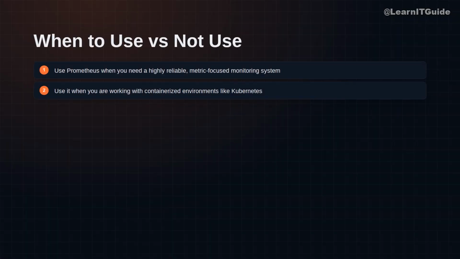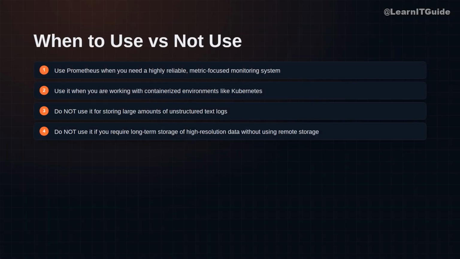So when should you use Prometheus? It is excellent for metric-focused environments, especially if you are using Kubernetes. However, it is not a log aggregator. If you need to store massive amounts of text, use a tool like ELK or Loki instead. Also, remember that Prometheus is designed for short-term data. If you need years of history, you will need to look into remote storage solutions. Use these criteria to decide if this tool is right for your situation.